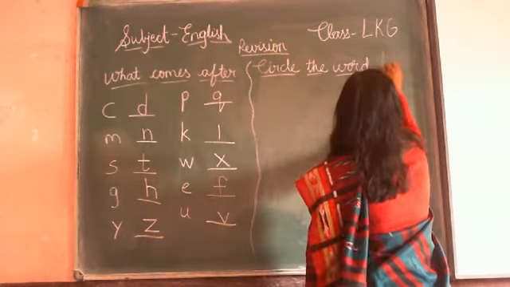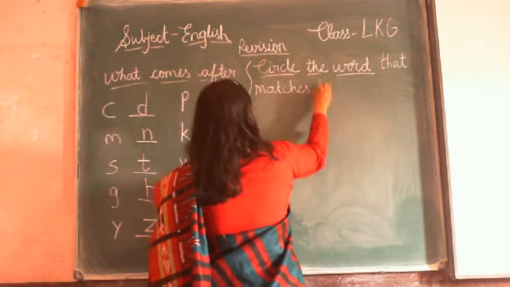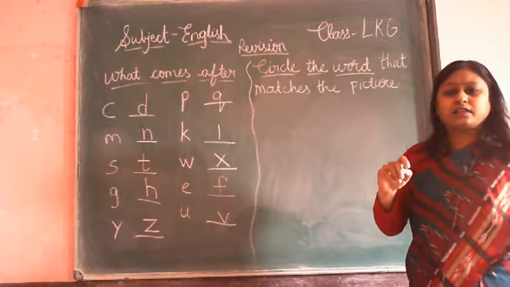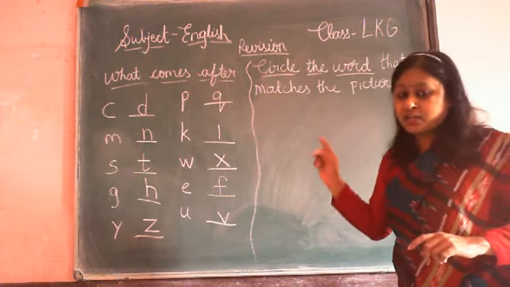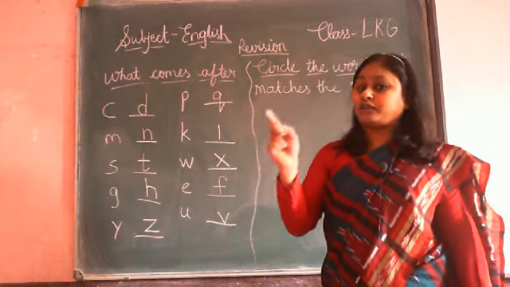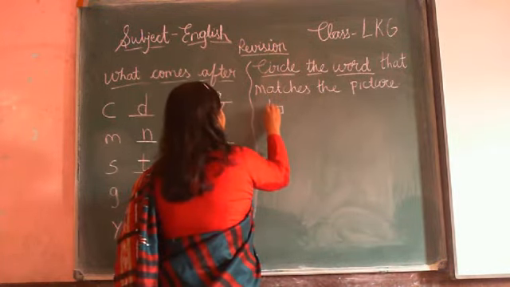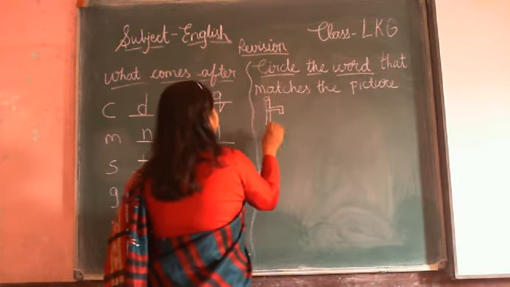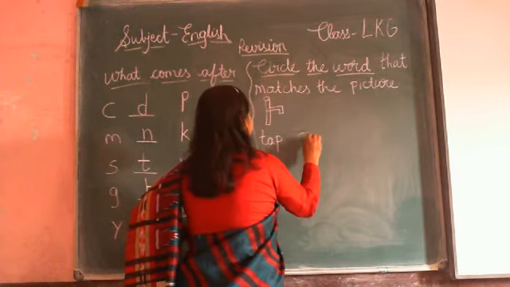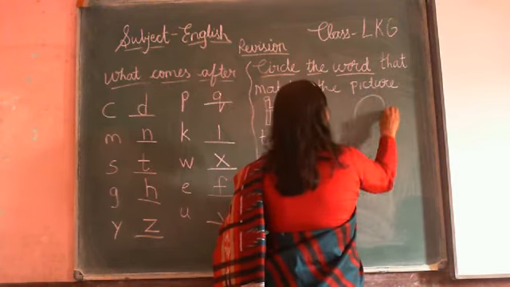Circle the word that matched the picture. Here are some pictures and some words are given to you. You have to identify the picture. After identifying the picture, you have to read that word and understand, and after that, you have to circle that word. Look here. So I am giving you here some.